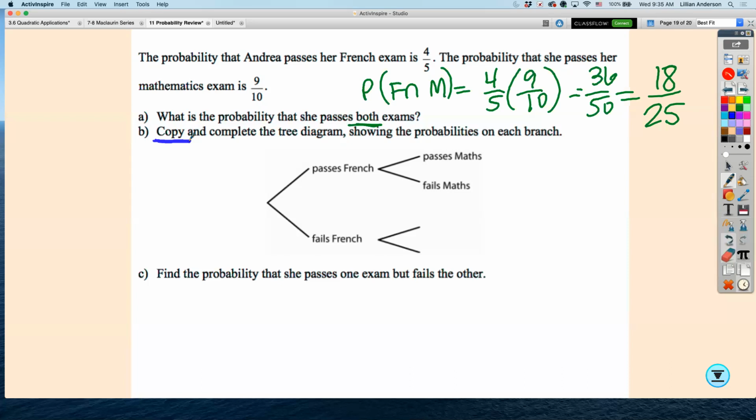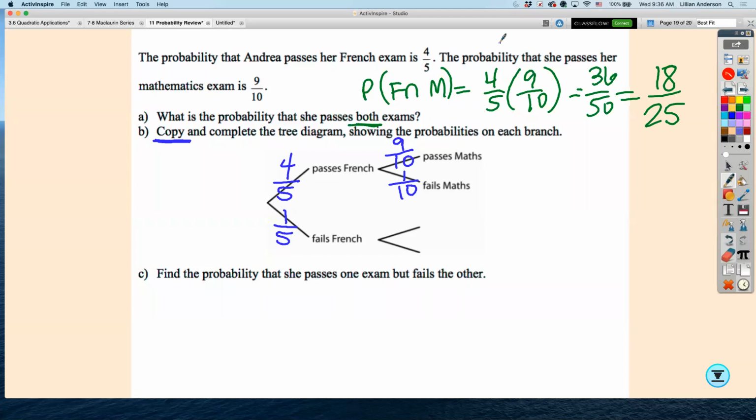So online, this one's for y'all. My top branch, the one that passes French, 4/5. And Olivia, give me the bottom one too. 1/5. Very good. Because remember, your branches have to add up to equal one whole. Then let me get somebody different for over here that passes math, fails math. 9/10 for passes, yes, and what about fail? 1/10. Good stuff.